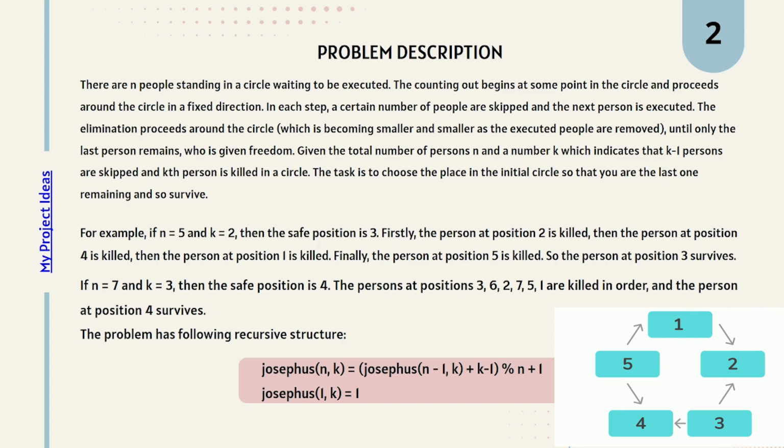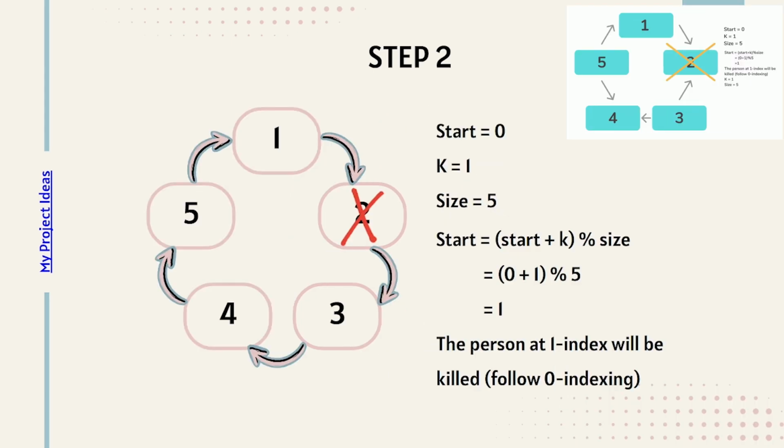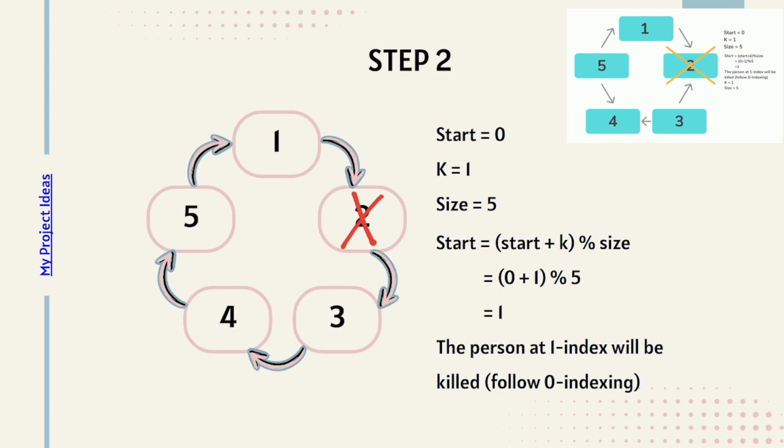So this is the algorithm of the Josephus problem: Josephus of n comma k is equal to (Josephus of n minus 1 comma k, plus k minus 1) mod n, plus 1. So this is what the Josephus problem is. Step 1 is this: there is an initial circle where 5 people are standing. Step 2 is we are killing the person standing at the first index, because we are following that algorithm which I showed you in the previous slide.